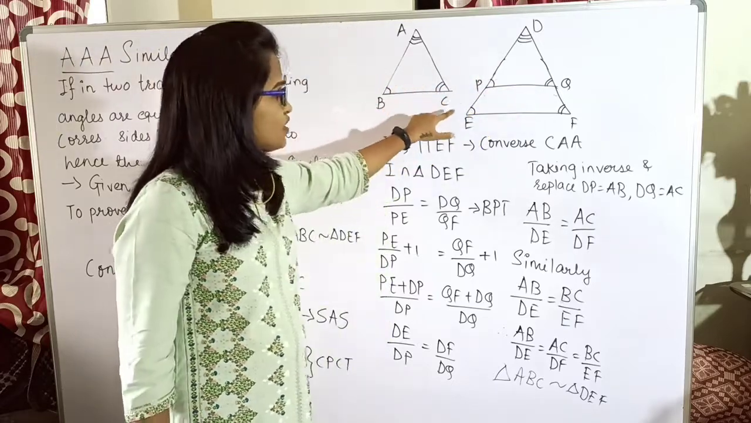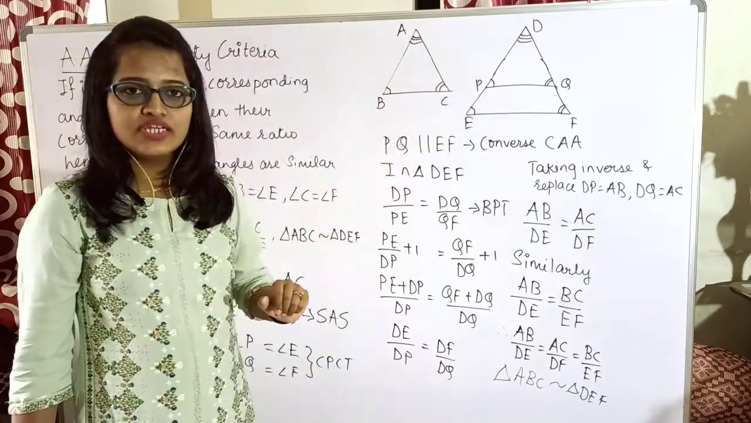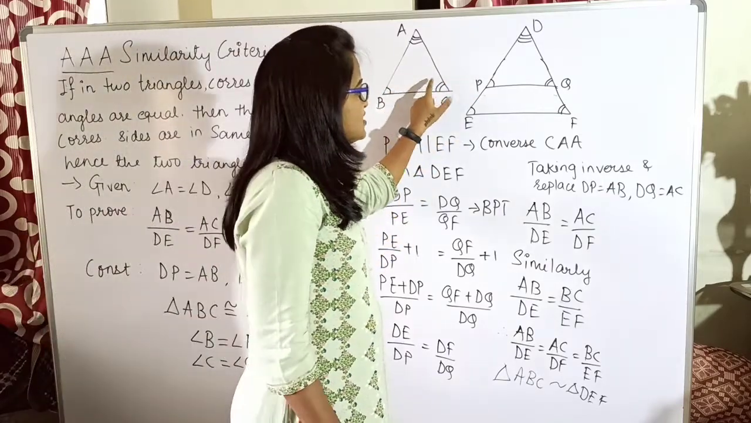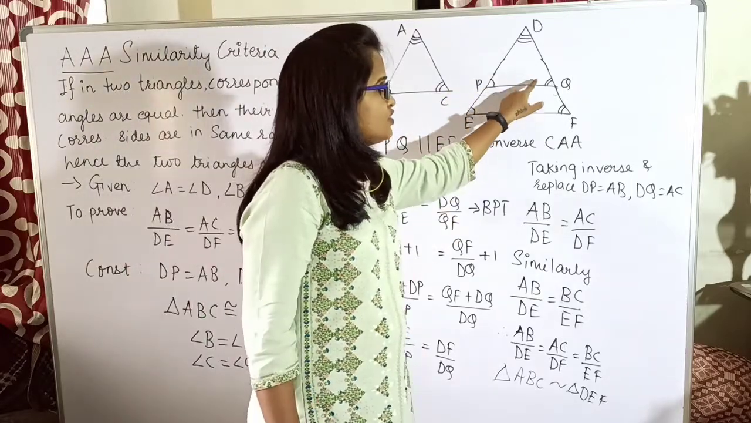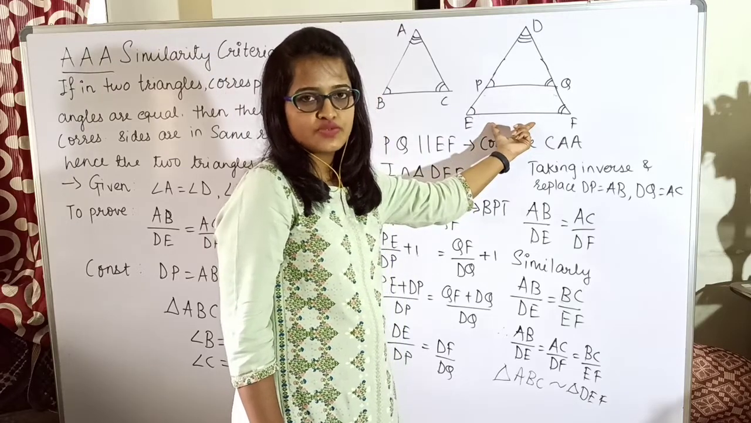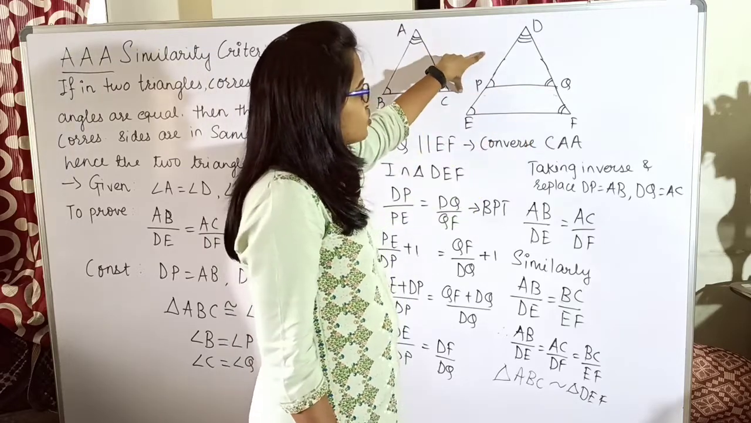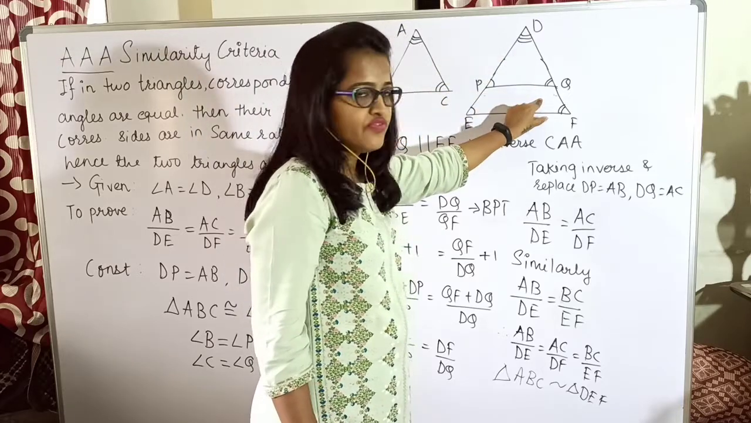But B is equal to E by our given statement. Hence B, P, E are equal to one another. Similarly, C, Q, F are also equal to one another. If P is equal to E, Q is equal to F, which means PQ and EF are parallel by converse of corresponding angle axiom. By making use of basic proportionality theorem, DP upon PE equal to DQ upon QF, right?